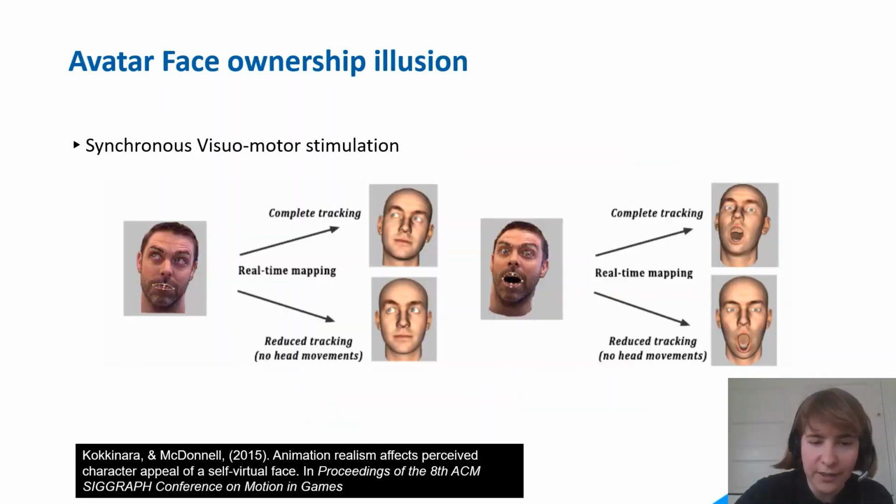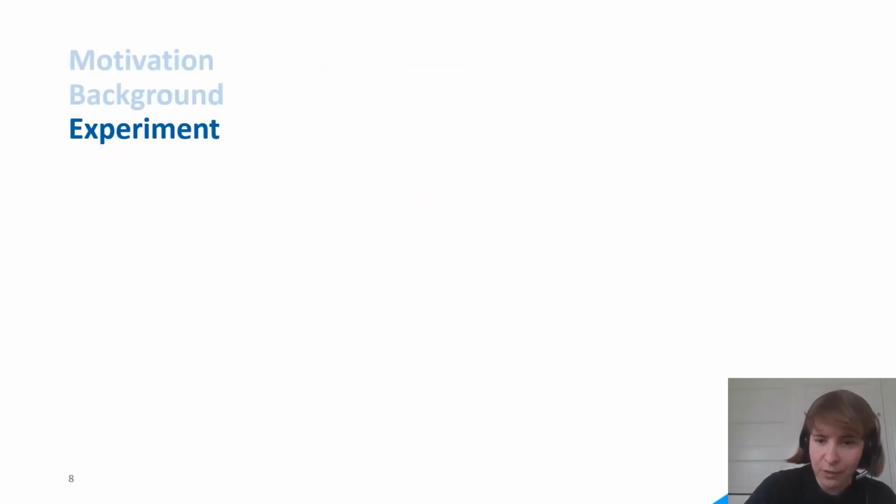Another way to create a stronger self-identity, in the same way as before, is through visual motor stimulation. You have a head tracker and facial tracking that transfers into an avatar, and that will increase your self-identification. Here we go further, and we want to explore what other ways we can have to increase self-identification on avatars when we have the possibility to include facial expressions.